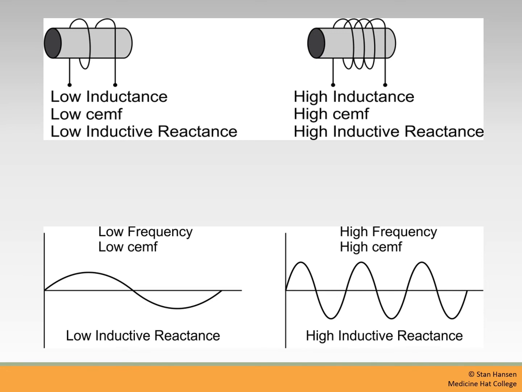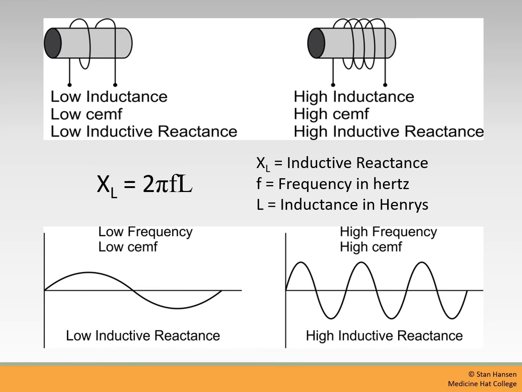It stands to reason that the more change I have, the more opposition I need for that change. So when I have a higher frequency circuit, it creates a greater counter EMF, which gives me more inductive reactance. We can put all these factors into a formula. XL is equal to 2 pi FL, where XL is my inductive reactance, F represents my frequency, and L represents my inductance. The 2 pi is there because we're actually graphing a curvature.